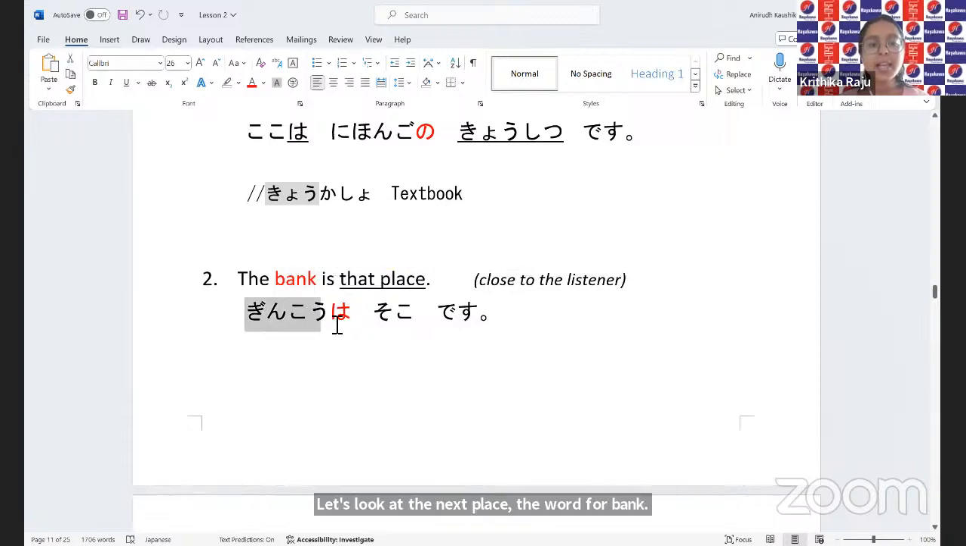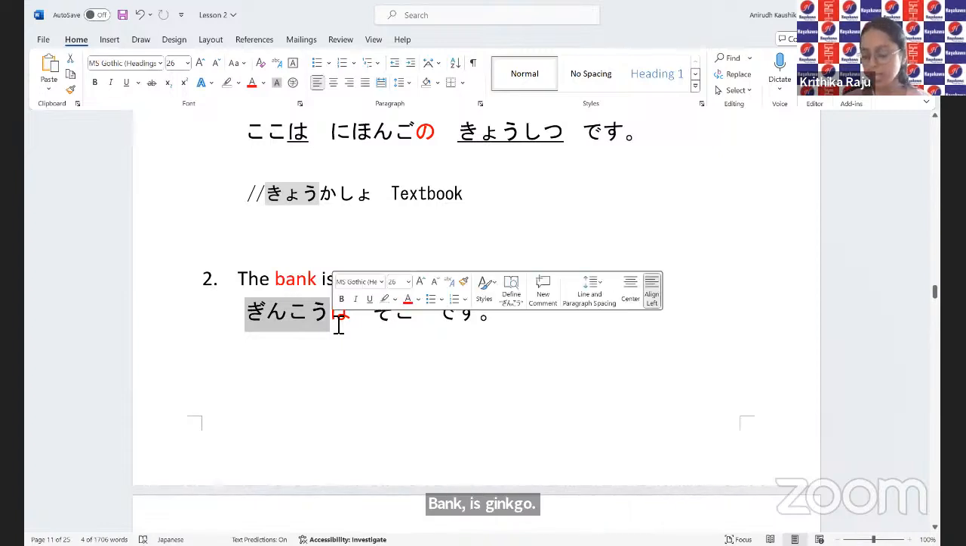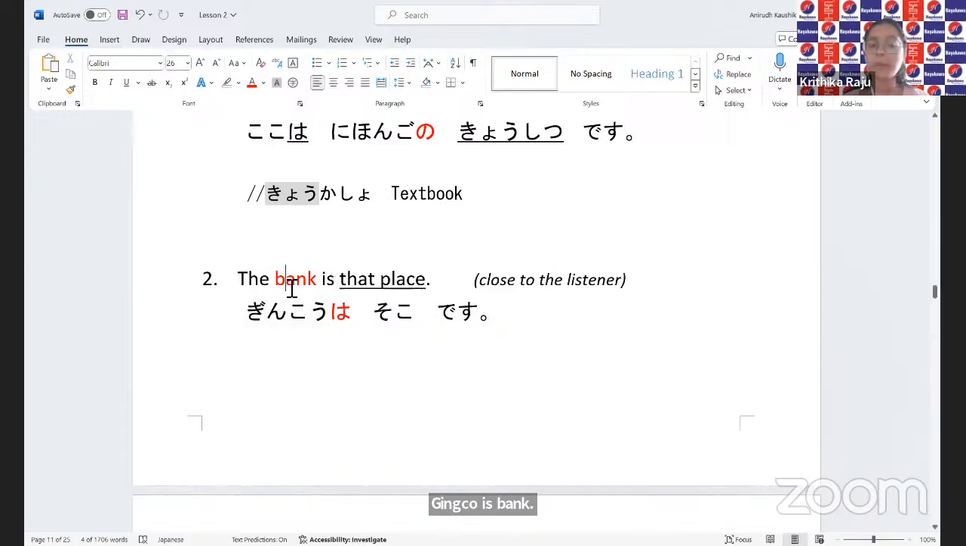Bank is ginko. Repeat after me. Ginko. Ginko is bank. Now in this sentence, the bank is that place. What is the topic of this sentence? The bank is the topic. I'm talking about the bank and then I'm saying it's that place over there. As for the bank, it is that place over there.